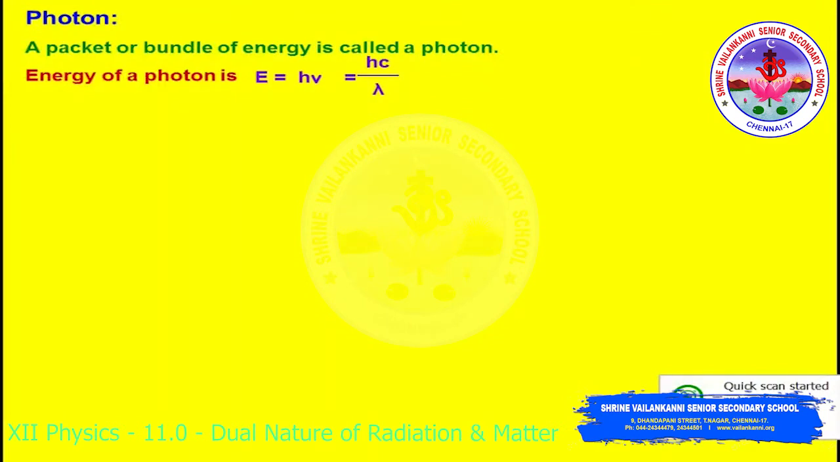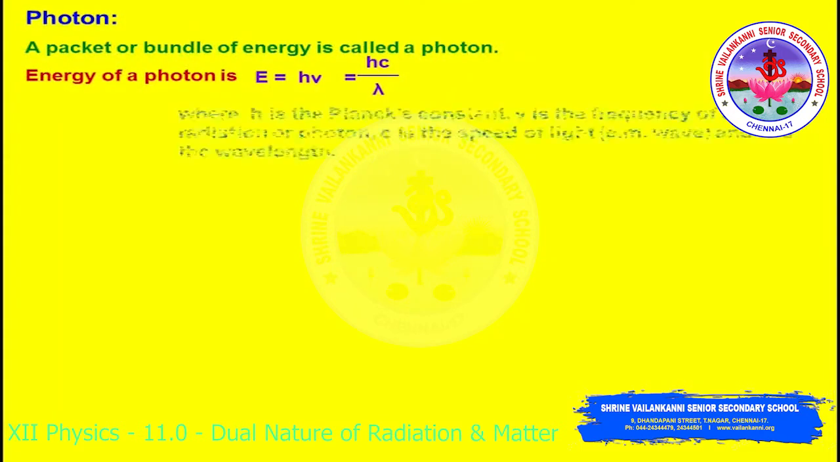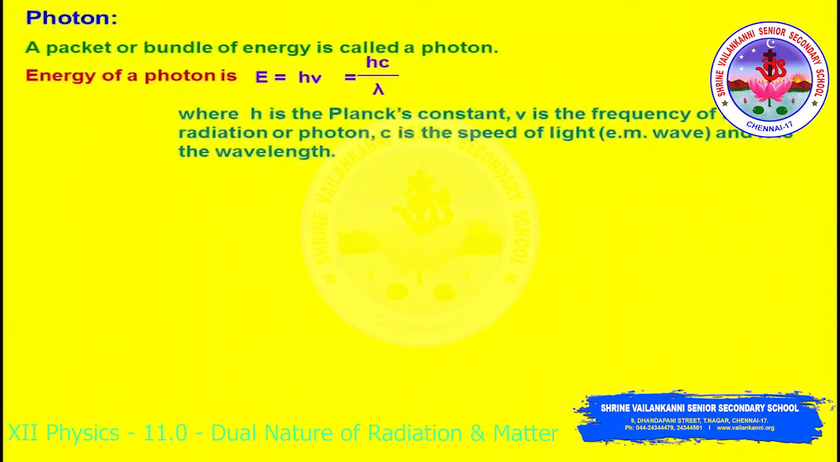This is called a photon. So the energy of the photon, E, is equal to h nu. So h nu we can say is hc by lambda, right? Where h is Planck's constant, nu is the frequency of the radiation or photon, and c is the speed of light, right?